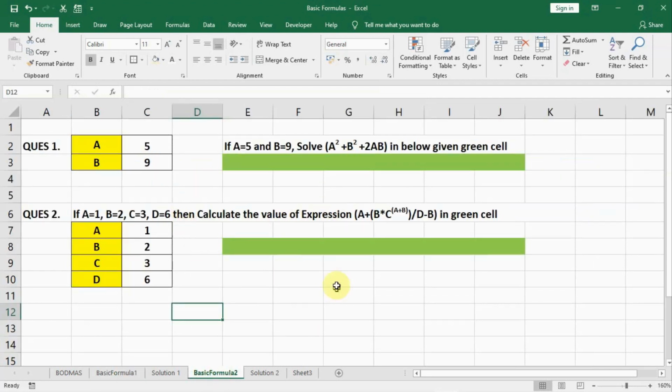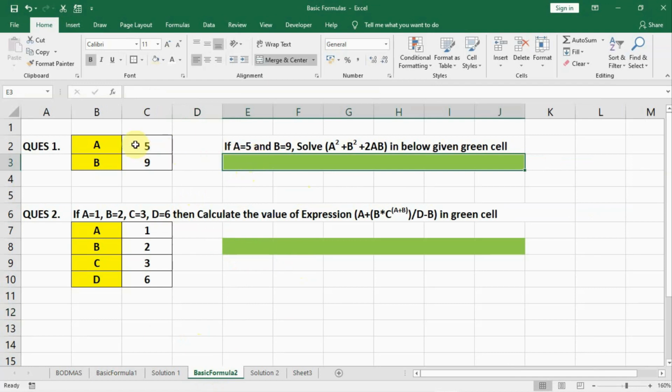Let us see two examples by which we can learn what we had performed till yet. Now you see here written a is equal to 5 and b is equal to 9. We have to solve a basic formula, a square plus b square plus 2ab. Let us try to get this formula. Let us have equal to, then first is a square, then we'll select a, cell C2, that is the value 5, and we have to put a caret sign for a square, then put a 2, then put an addition sign, then there is b square.